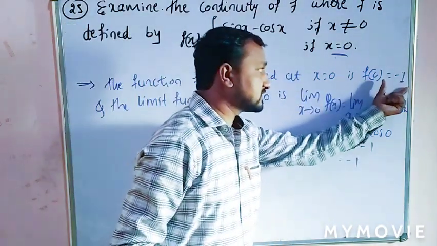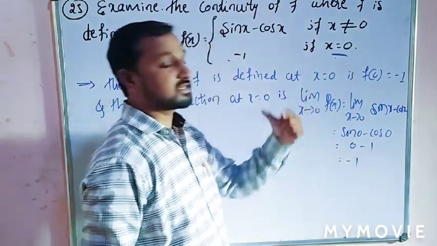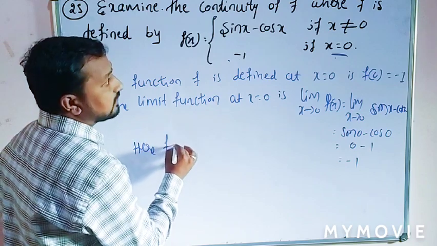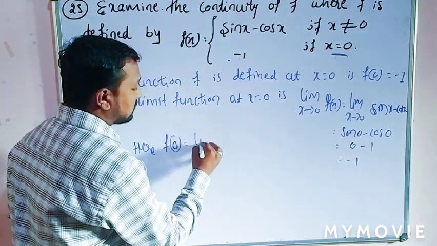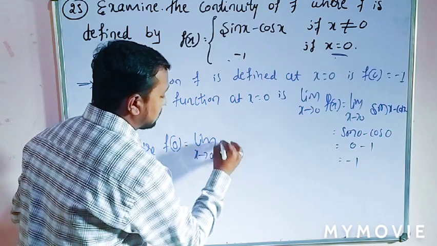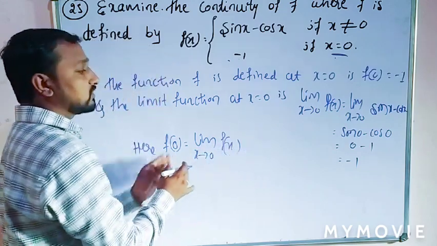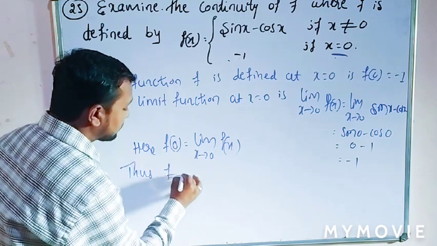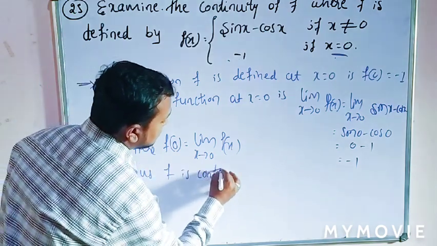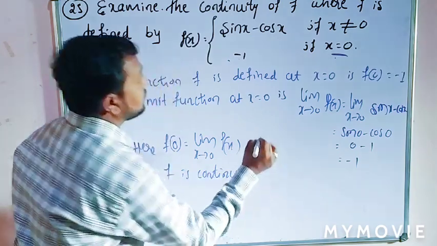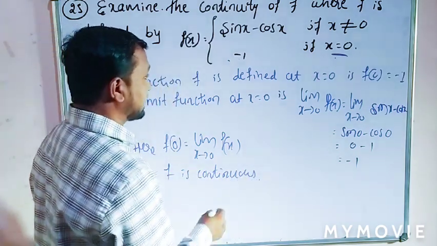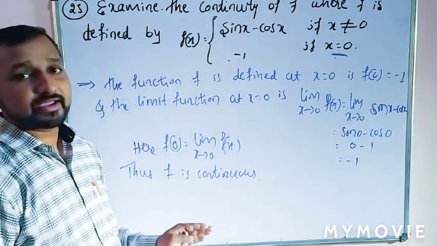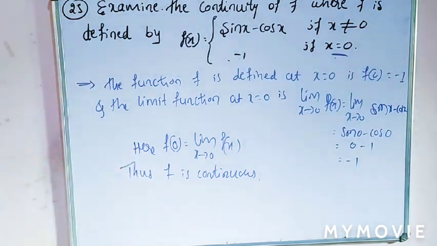Here the constant function is also minus 1 and the limit function is also minus 1. Here, the constant function f of 0 is equal to the limit as x tends to 0 of f of x. The limit function is equal to the constant function. Thus f is continuous. F is a continuous function. Okay. So here, students, see that this is the example. Okay. Write down. This is very easy.